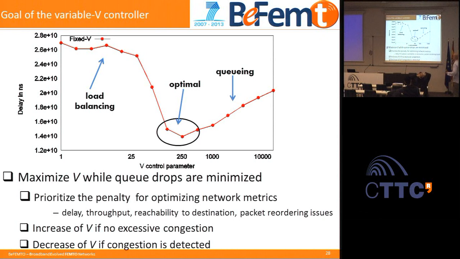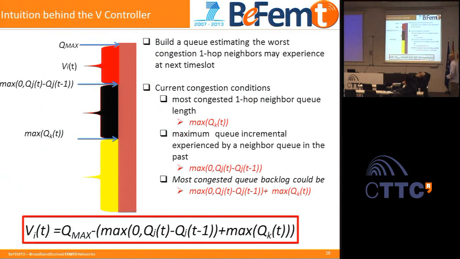So a good rule of thumb will be to increase the V parameter if there is no local congestion within the one-hop neighborhood of femtocells, or decrease the V parameter when there are problems of congestion, so that we go within this zone of maximum degree of load balancing. How do we do that? Basically we build a virtual queue that estimates the congestion within the next time slot.